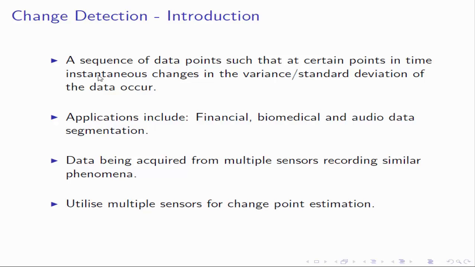Now, right now in this work, what we do is we compare the univariate Markov Bayesian change detection algorithms against multivariate or multisensor Bayesian change detection algorithms, and we try to understand why this has occurred.